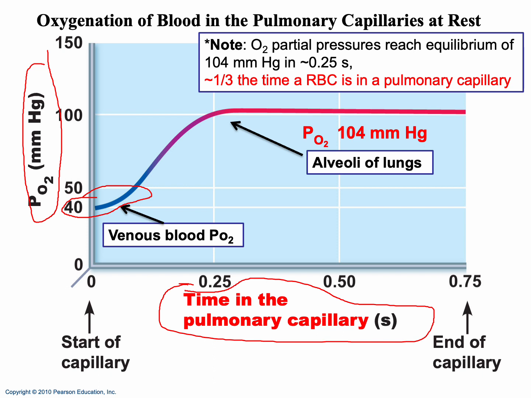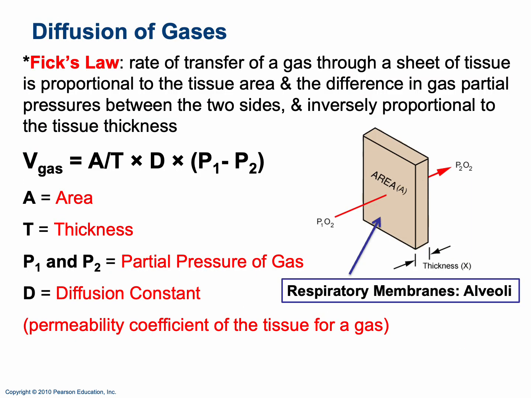And you go from a level of 40 for the partial pressure of oxygen all the way up to 104 in the alveoli, between the alveoli and pulmonary capillaries. So it's a pretty quick process to get that oxygen into your body. All right, the next law we're going to take a look at today is Fick's law.